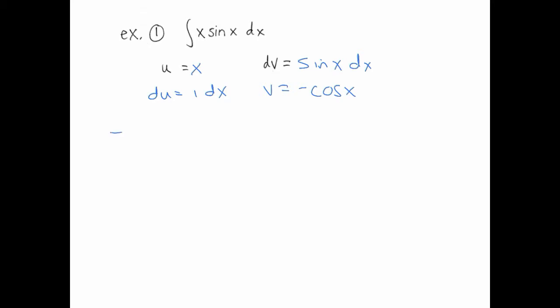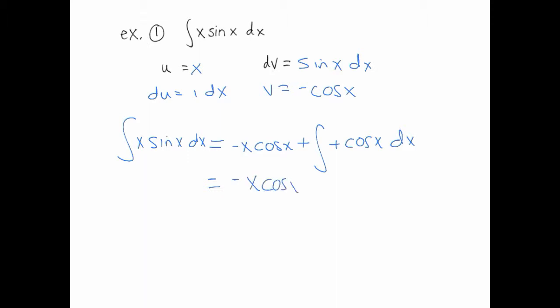So integration by parts would say that this integral is equal to uv, which would be negative x cosine of x, minus the integral of v du. These can both turn into a plus if you bring that out. So then I get negative x cosine of x plus sine of x, since the antiderivative of cosine is sine. So that was pretty easy.